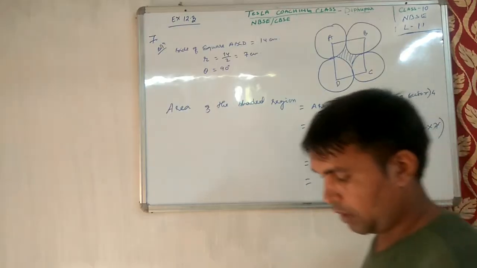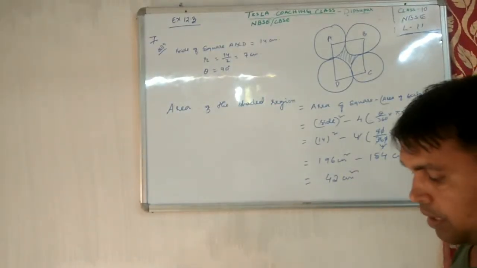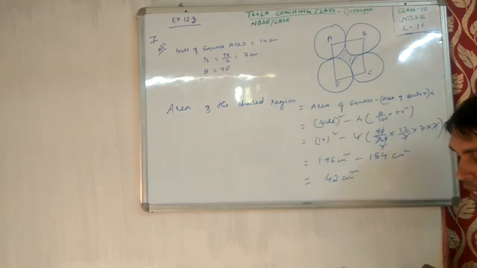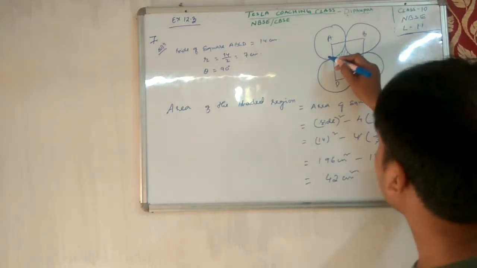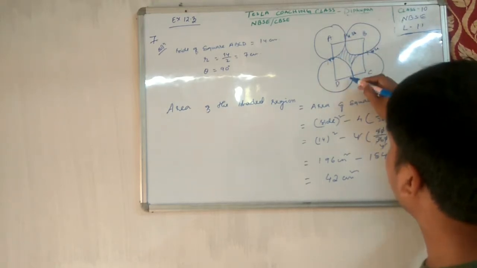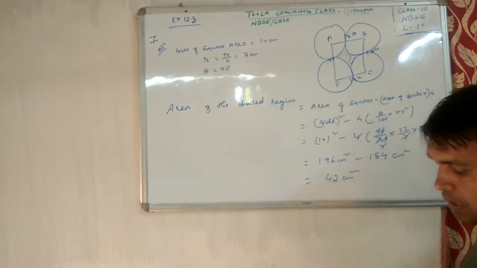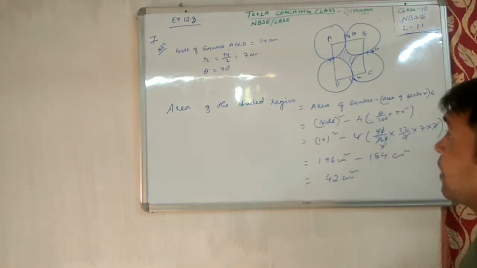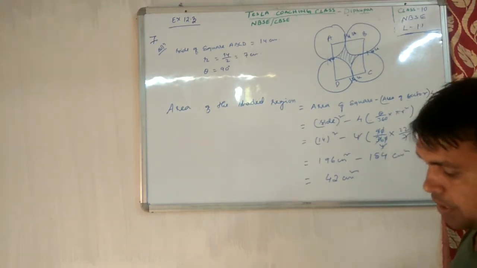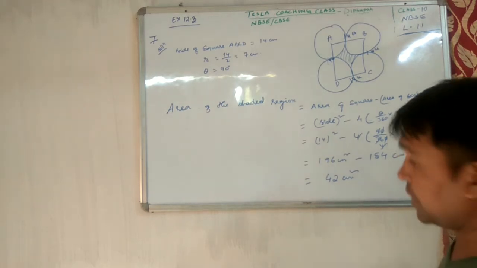In this question, question number 7, what is the question? Let us read. ABCD is a square of side 14 centimeters. So what is the side of the square? 14 centimeter, 14 centimeter, 14 centimeter, and 14 centimeter. With center ABCD, 4 circles are drawn such that each circle touches externally 2 of the remaining 3 circles. Find the area of the shaded region.